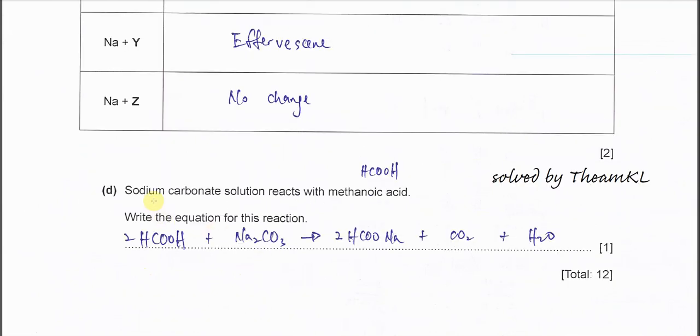Okay, part D. Sodium carbonate solution reacts with methanoic acid, HCOOH. Write the equation for this reaction. Okay, so acid with carbonate forms salt, CO2 and water. Okay, remember the salt is the organic salt, so you must put the organic part in front and the sodium at the back. Right, so it's actually from this methanoate ion, right, with the sodium.